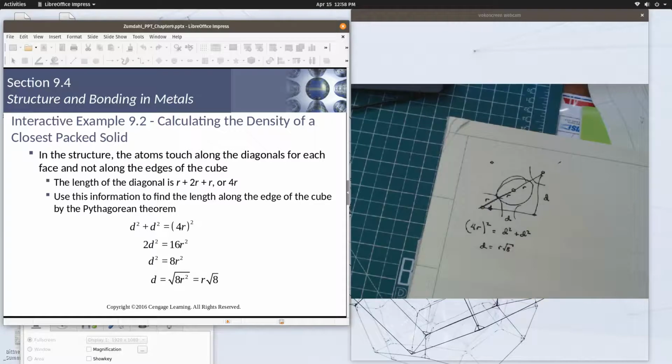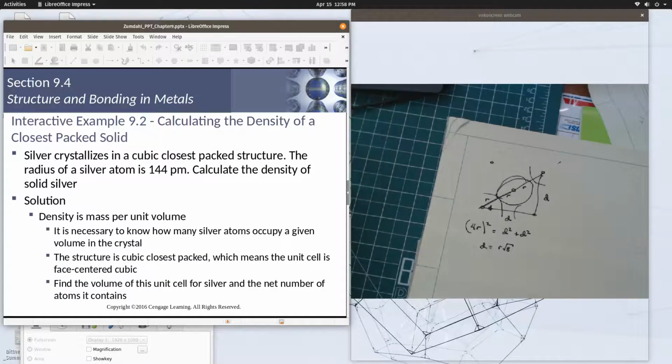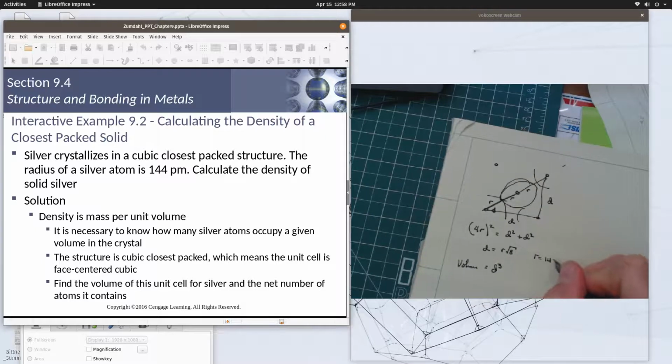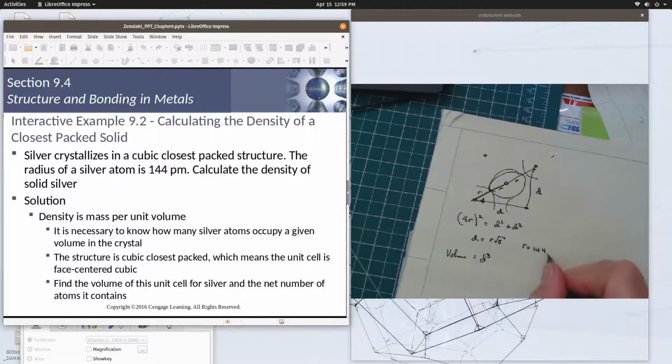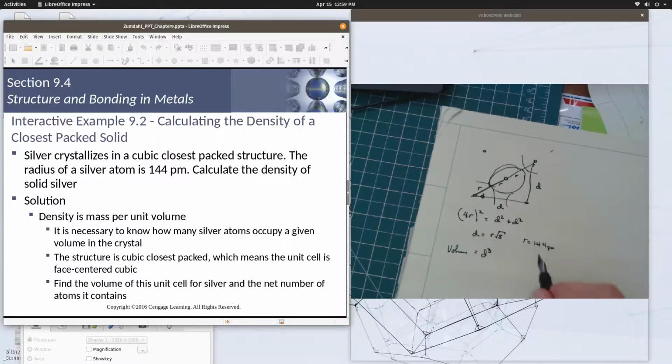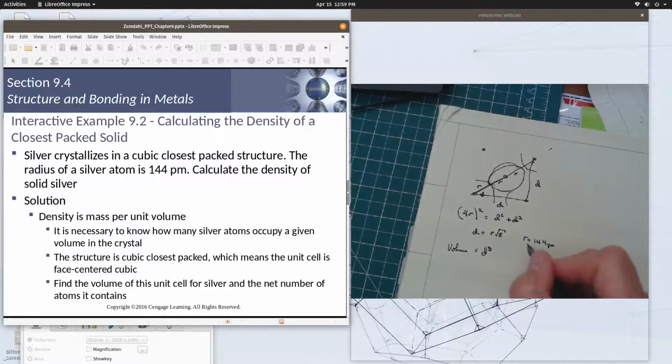That we have from what we can see on the side there. So just very simple geometry allows us to get to this. So of course then the volume is D cubed. Okay. So this radius r is, for silver, 144 picometers. So the volume then is this thing cubed.